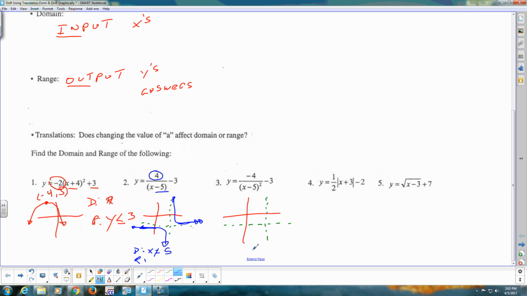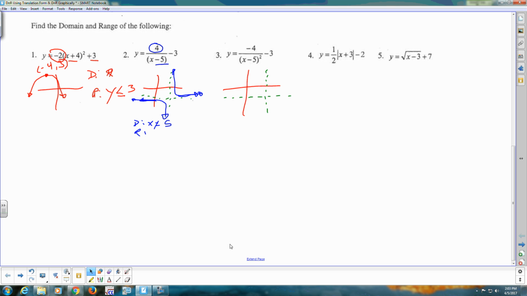Range. Let me scoot that down just a little bit. Okay, range. Can you go as high as you want? Yep, this will continue to go up. Low as you want? Yep, that'll continue to go down. But as you move up to down, there's this gap here. Where's the gap? The gap is at -3. So your range is y cannot be -3.